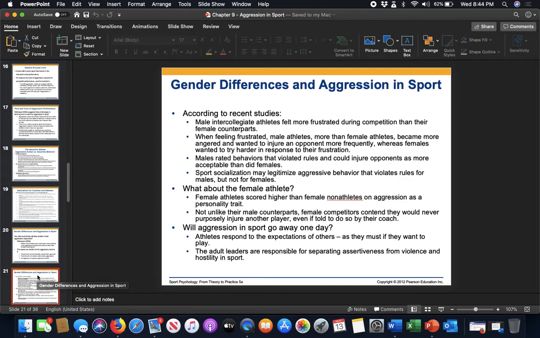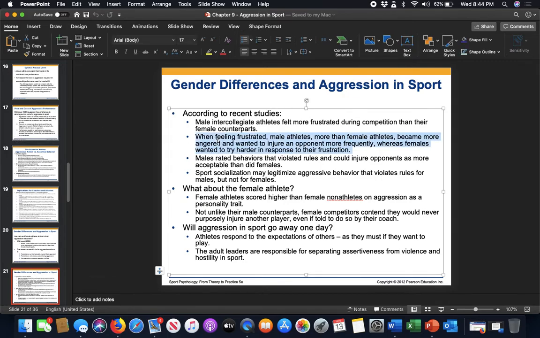So what are we saying about females? Female athletes scored higher than female non-athletes on aggression as a personality trait. Well, of course, they had that competition instilled in them. Of course they're going to. And then female competitors contend that they would never purposely injure another player, and that goes back up to the part here, angered and want to injure. This part right here with males. All right.